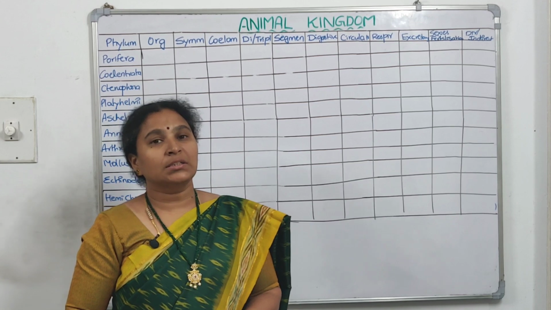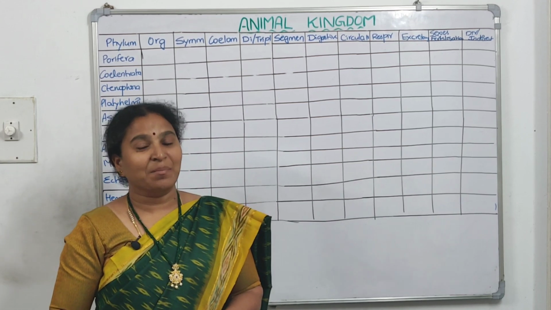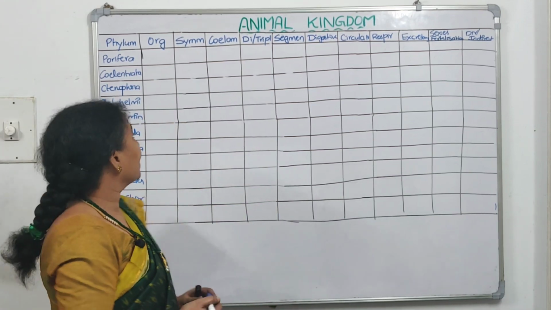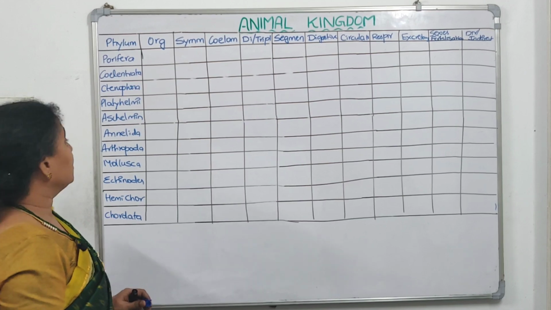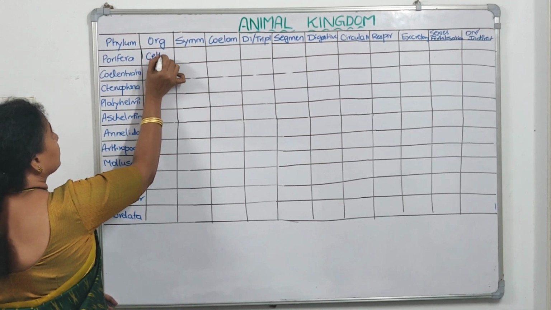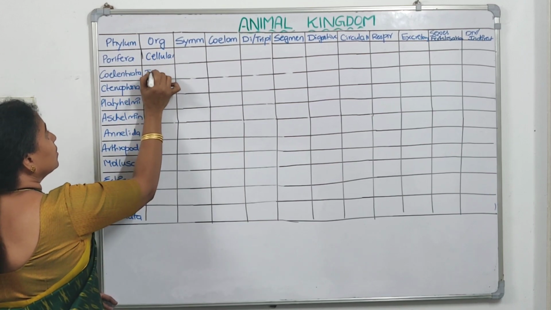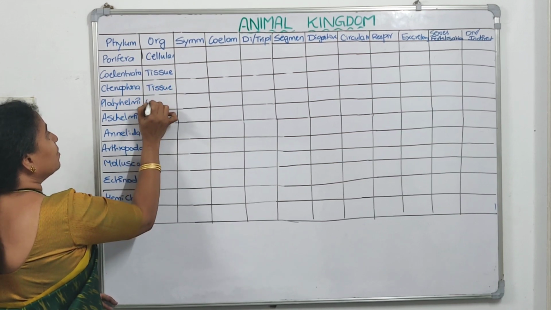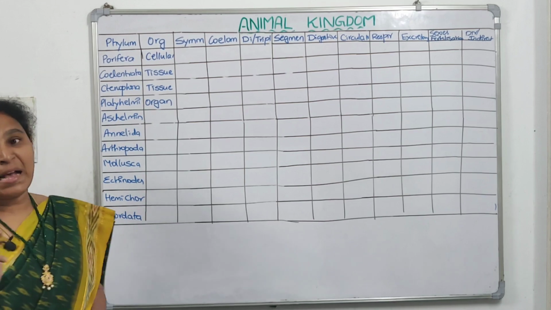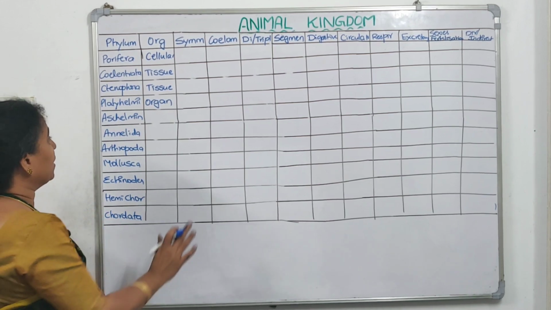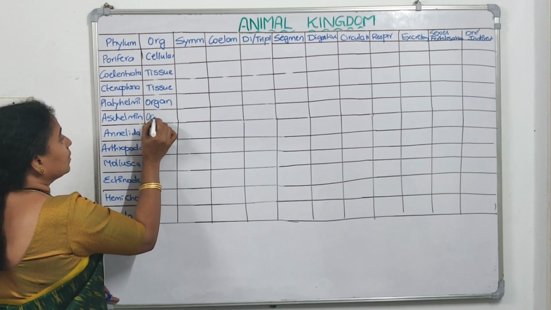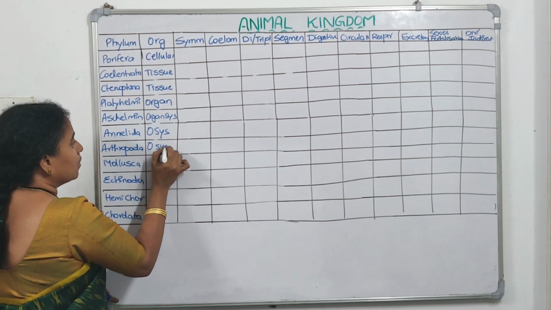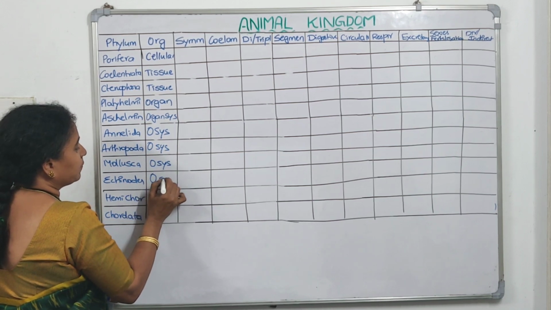We'll summarize all the 10 non-chordate phylums at a stretch in one table, which will quickly help you to memorize all those things. Now I have drawn the table, so let us fill it in parallelly. Now porifera, which level of organization? It is cellular level of organization. Coelentrata, tissue level. CTENOPHORA, tissue level. Platyhelminthes, organ level. From ASCHELMINTHES onwards, it is organ system level. So rest all, we can write organ system, all have systems itself.